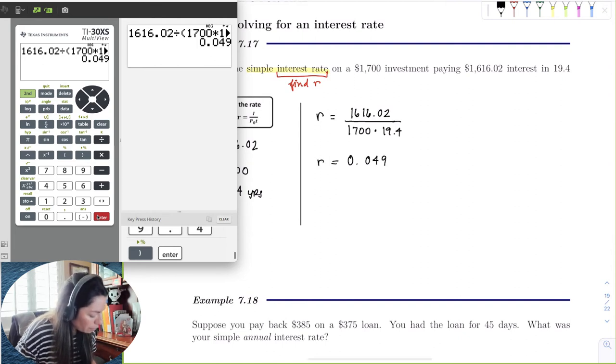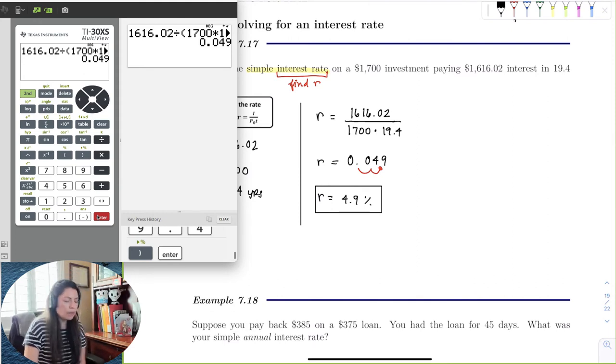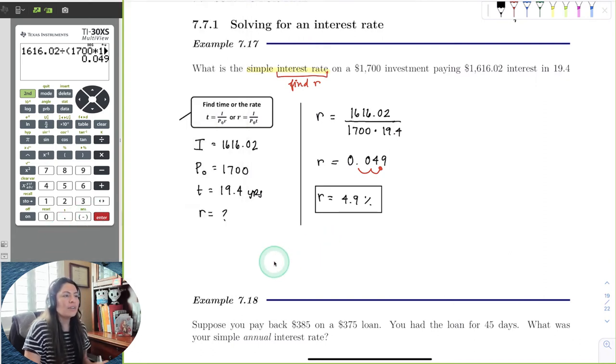So I get 0.049. But remember, the rate is actually a percentage, so we'll move the decimal over 2 places to the right, and we'll get 4.9%. So the simple interest rate for an investment of 1700 over 19.4 years is about 5%. Okay, you're like, I wish all of those were like that, right?